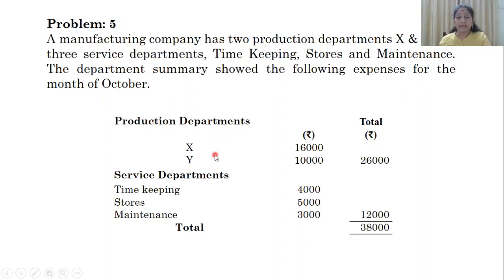Production department X 16,000, Y 10,000. In production departments, there are two departments. The total is 26,000. Service departments: here there are three service departments. One is timekeeping, second is stores, third is maintenance. Timekeeping expenses are 4,000, stores 5,000 and maintenance 3,000. Here the total is 12,000. The total of production plus service departments is 38,000.